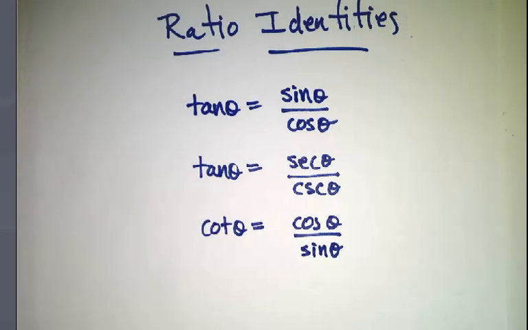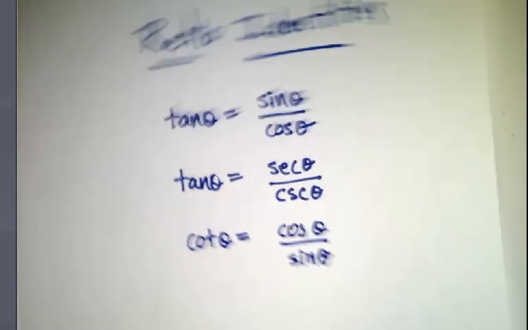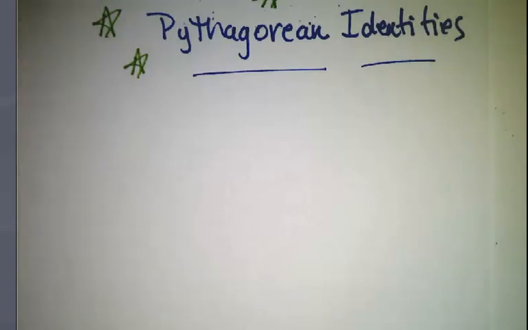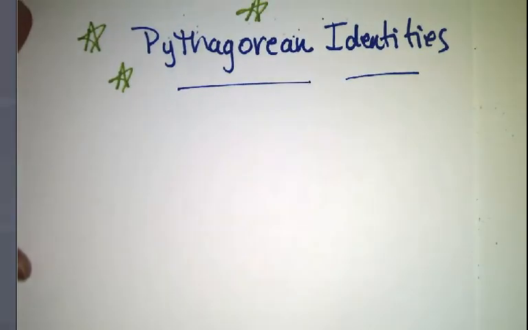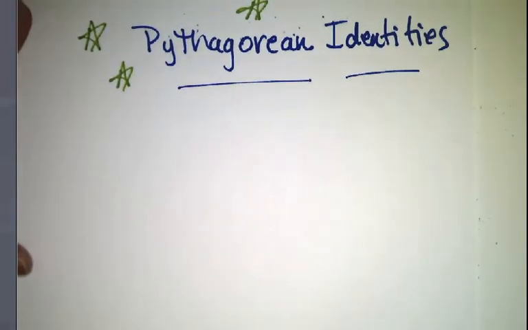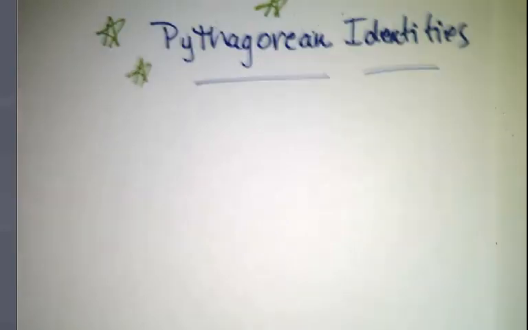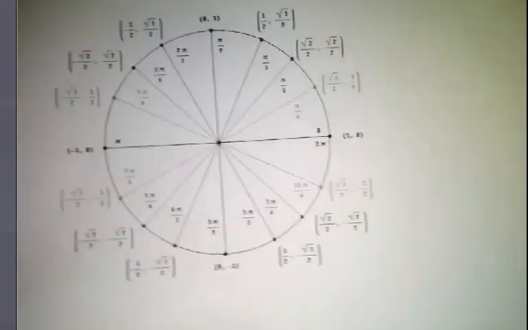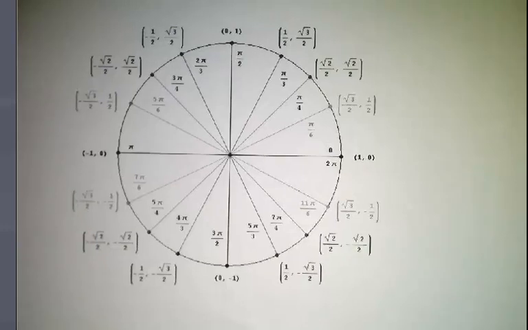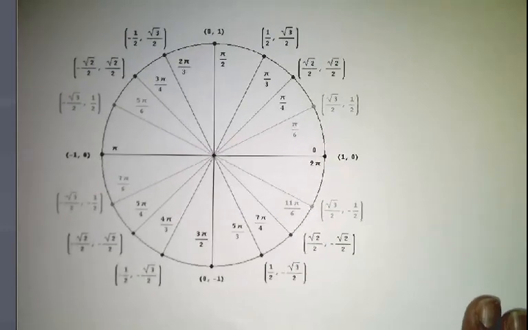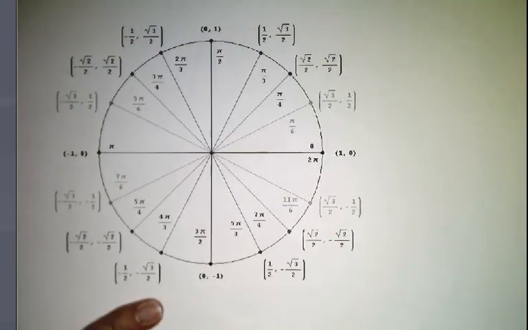Probably the most important ones that we'll discuss in this video are the Pythagorean identities. And for these, we're going to go back to our unit circle. So I'm going to pull one up here. Here's an example of our unit circle, and let's recall what we know about a circle in general, and in particular, the unit circle.